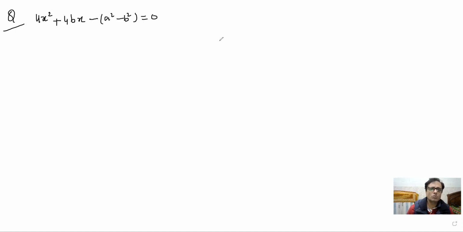First of all, what we have to see: the coefficient of x square, that is 4, and the constant term, that is negative, so I'm writing minus, that is a square minus b square. So we have to convert that whole multiplication into two factors in such a way that the difference of these two factors must be equal to the coefficient of x. It means we need 4b from these two by the difference.